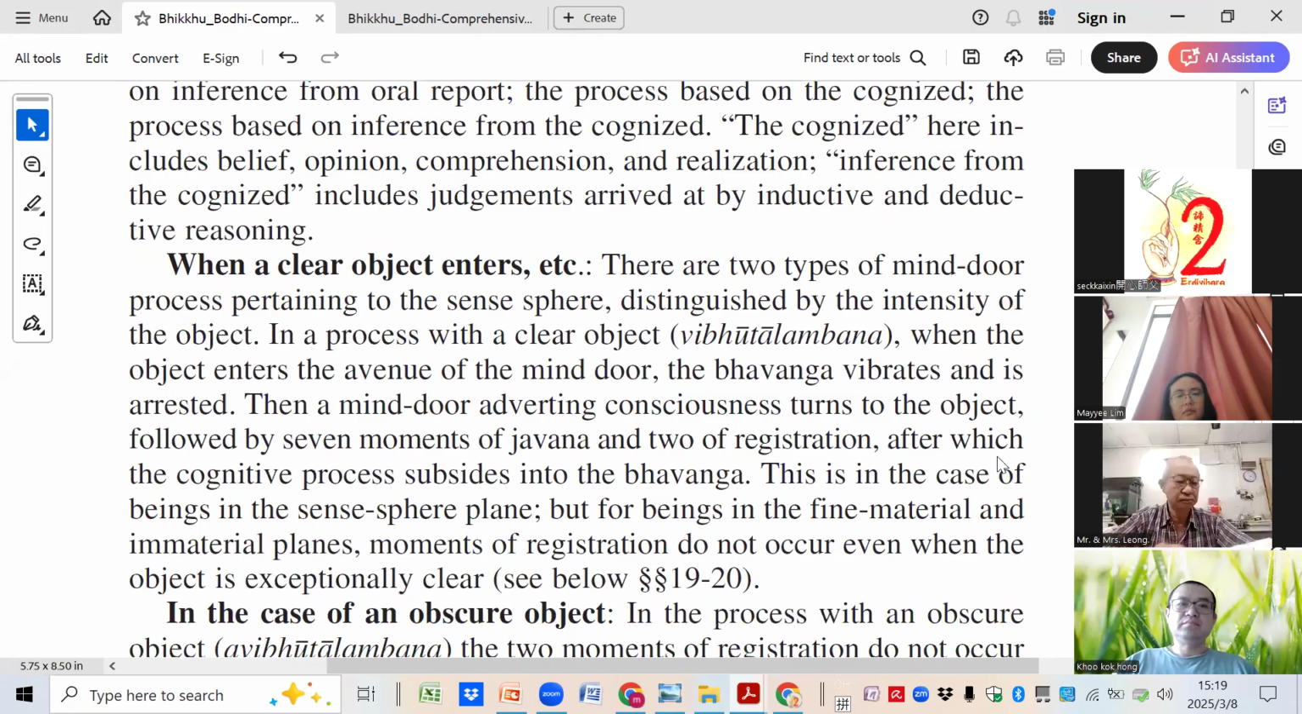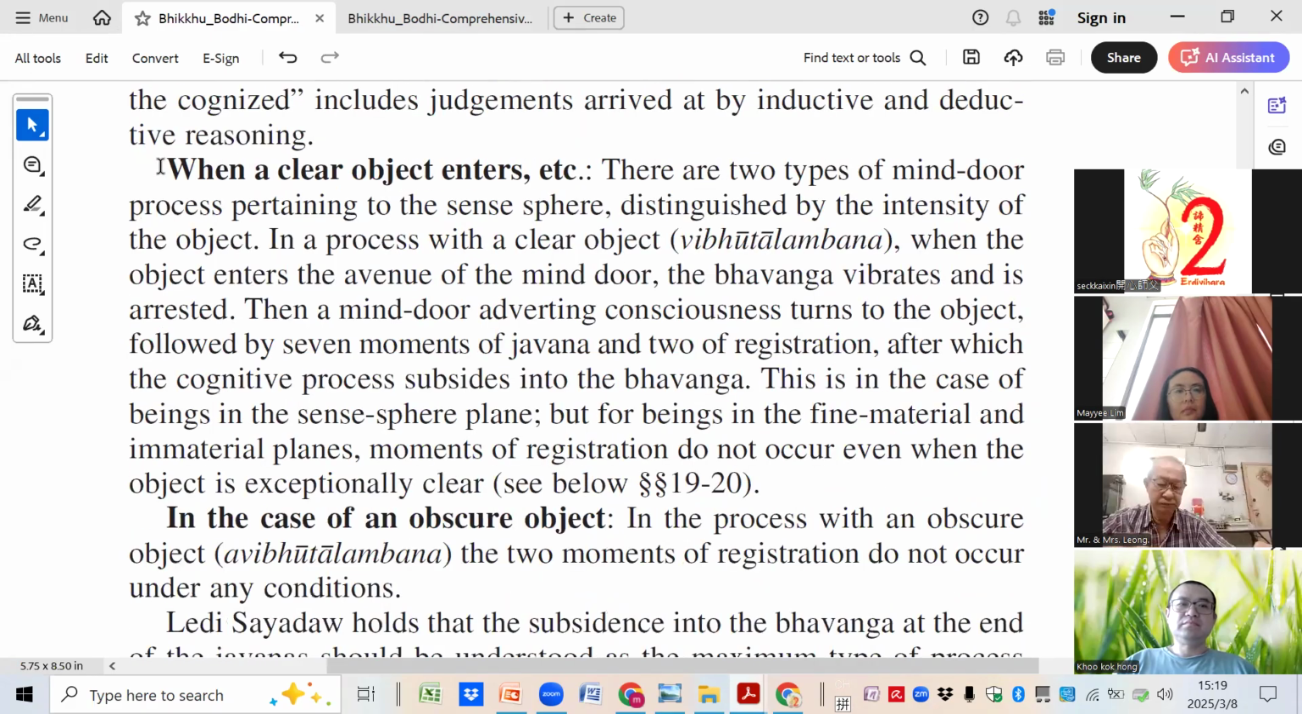Yes, Mei Yi, can you please read the passage? When a clear object enters.